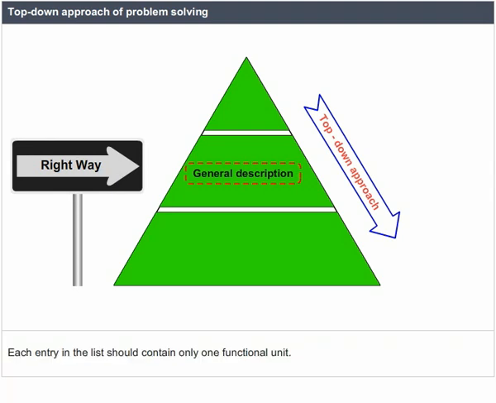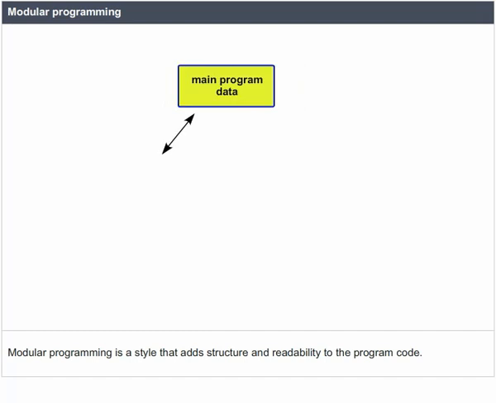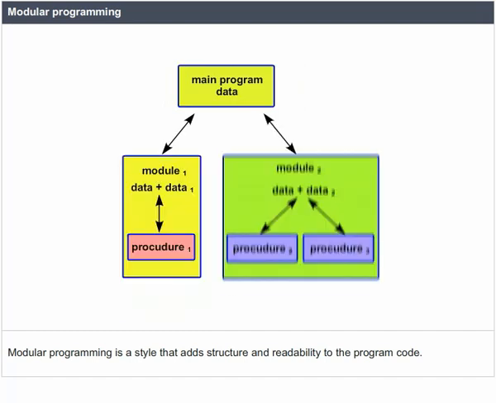Each entry in the list should contain only one functional unit. A functional unit can be thought of as a black box that performs a single task. Modular programming. Modular programming is a style that adds structure and readability to the program code.